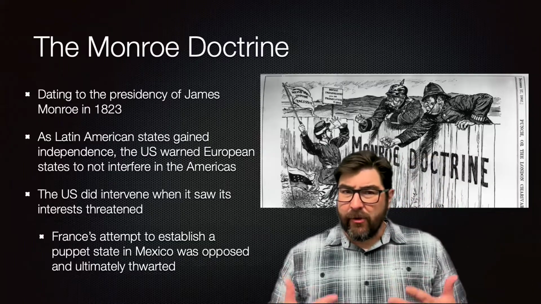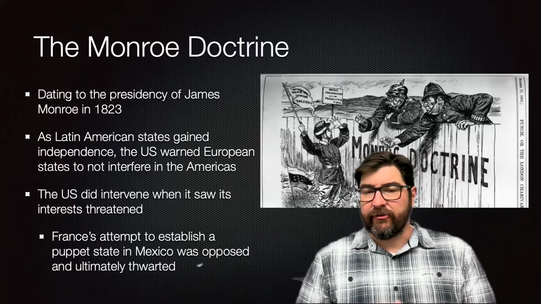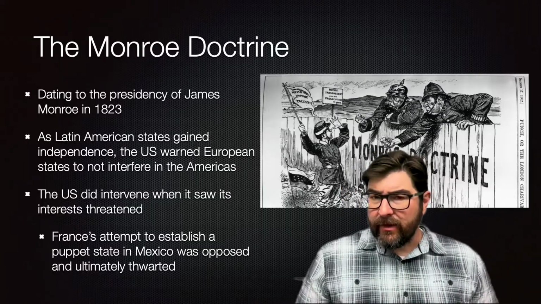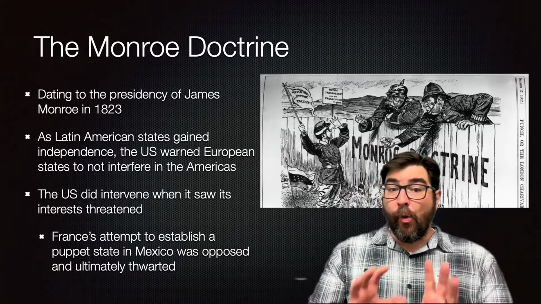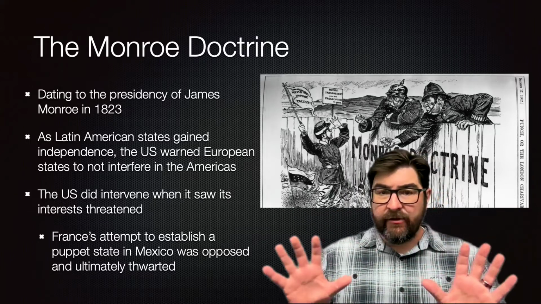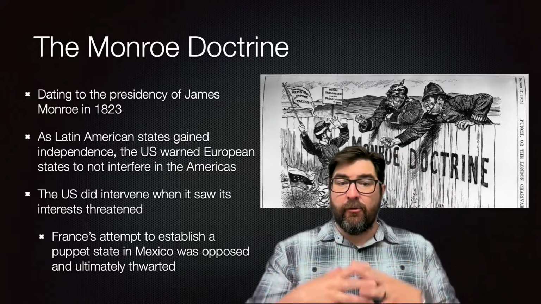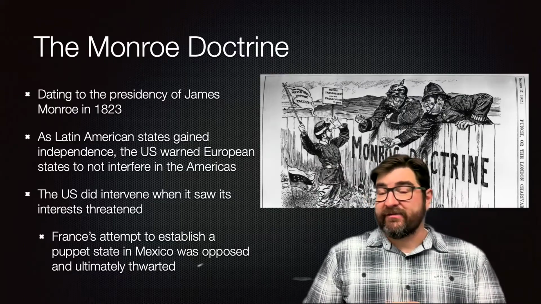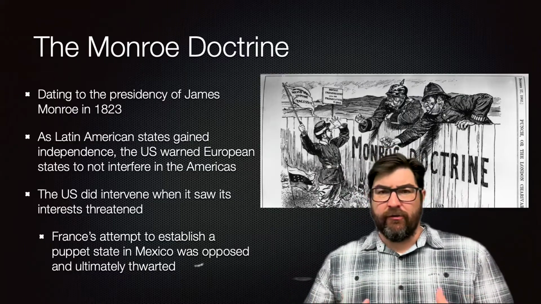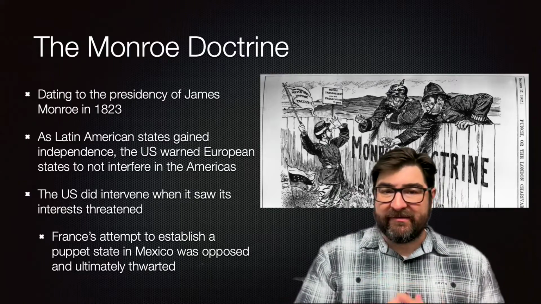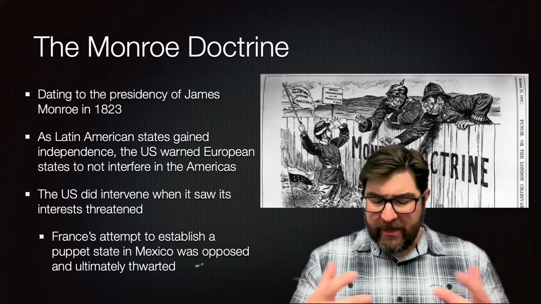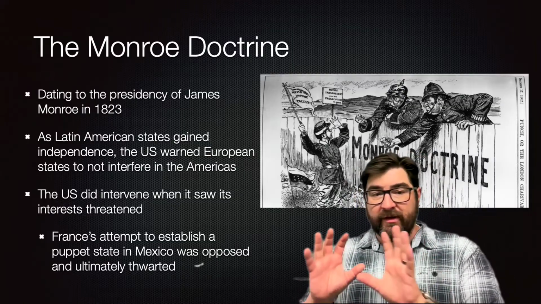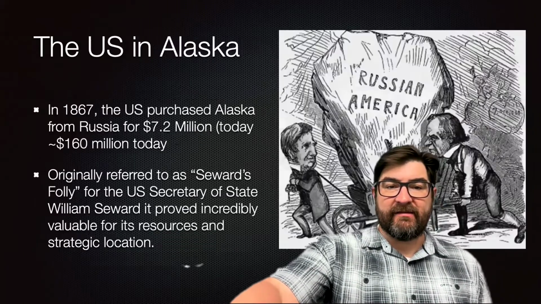Now, we mentioned already the Monroe Doctrine. This dates from the early 19th century in the presidency of James Monroe with regard to Latin American countries that were now gaining their independence from Spain. The United States warned other European nations to not interfere with the Americas, that this was our domain. The United States, however, did intervene when it saw its interests threatened. For example, in Mexico, France had tried to start a puppet state in Mexico with the creation of a French emperor ruling in Mexico. This was opposed and ultimately stopped by the United States.